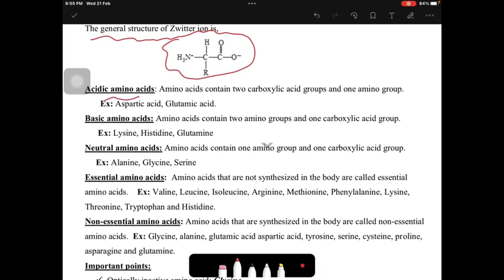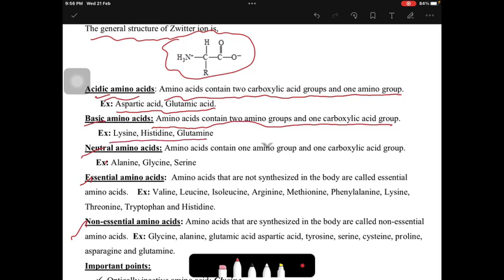Amino acids are classified into three types majorly: acidic, basic, and neutral. The remaining two are essential and non-essential. Acidic amino acids contain two carboxylic acid groups and one amino group: aspartic acid, glutamic acid. Basic amino acids contain two amino groups and one carboxylic acid group: lysine, histidine, glutamine. Neutral amino acids contain one amino group and one carboxylic group: alanine, glycine, serine.